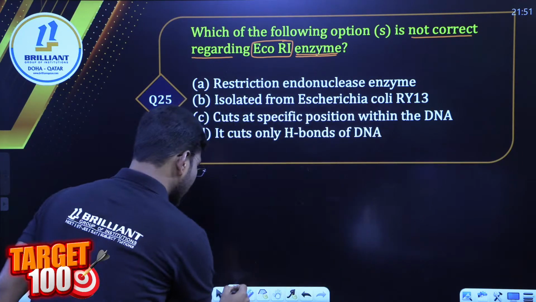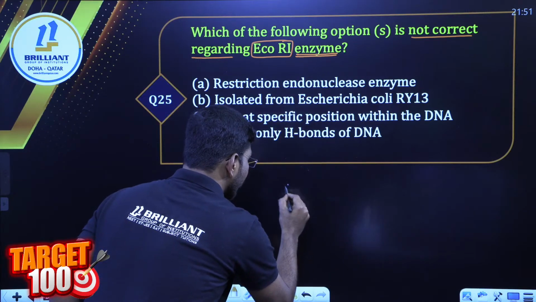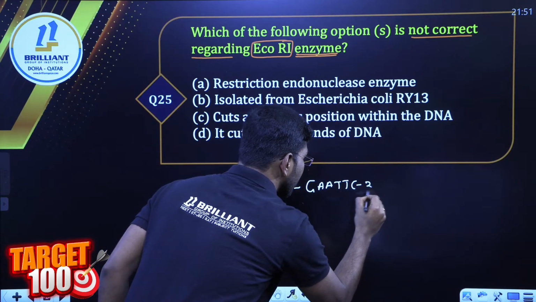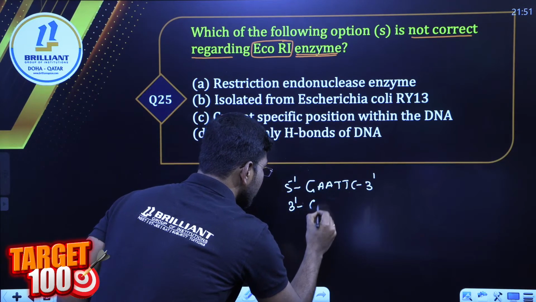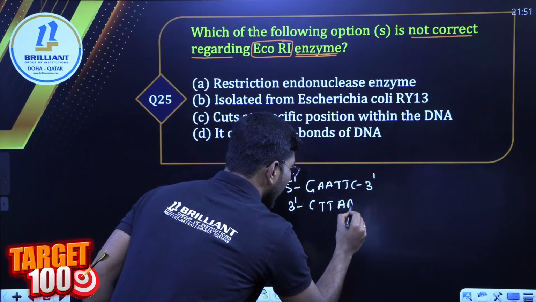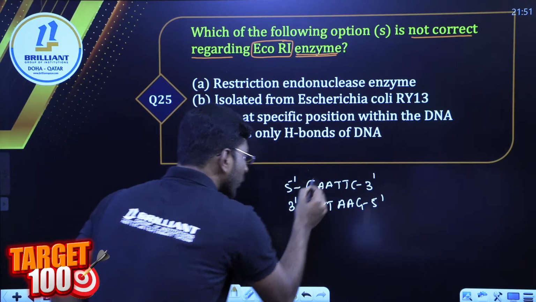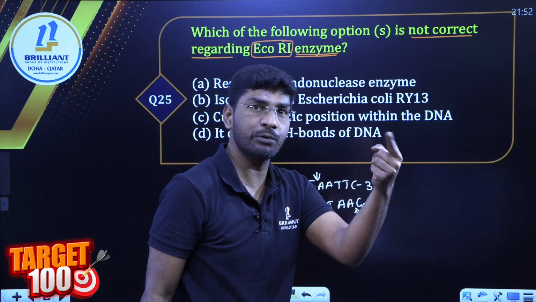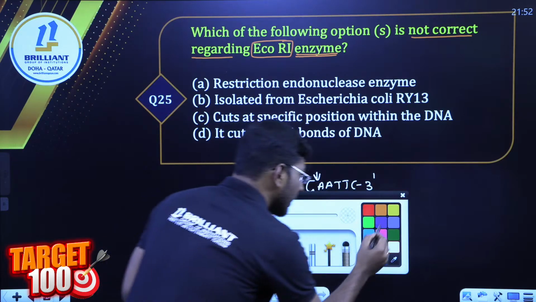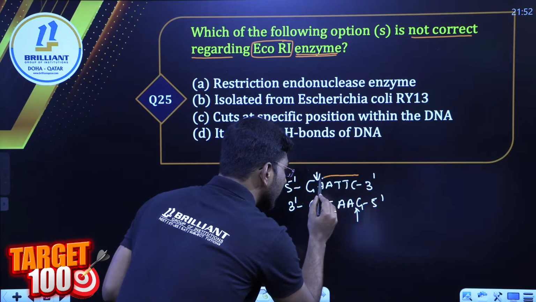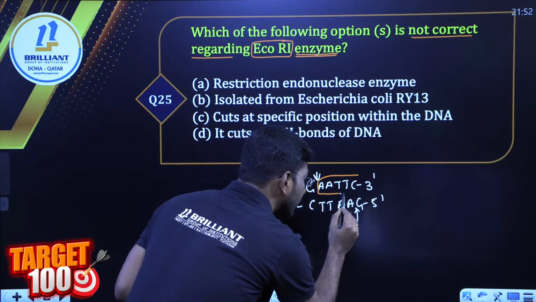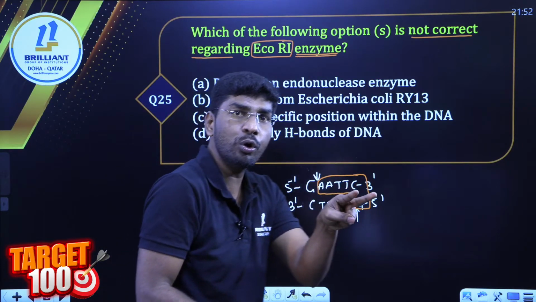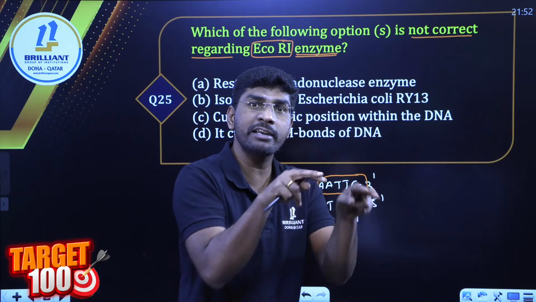Let me write here. The palindromic sequence, 5 prime is G A A T T C, and this is 3 prime. What about this one? 3 prime C T T A A G, and this is 5 prime. So EcoRI cuts exactly here. Between the two nucleotides, which bond is there? Phosphodiester bond. If you cut this DNA, carefully look here. It cuts the phosphodiester and hydrogen bonds also. After that, it makes two unequal size DNA molecules.